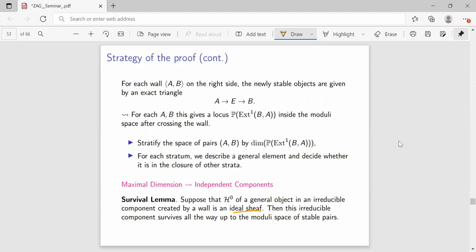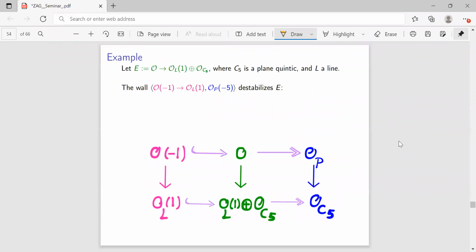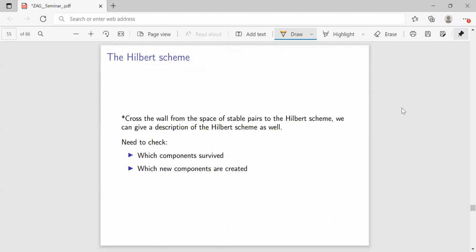Okay, then here I have one explicit example. For example, we have one wall which is given by these two objects. This is A and this is B. This is a two-term complex. This is just O_P(-5). And this object E here, this two-term complex, this wall destabilizes this because of this diagram here. Okay, then let's describe the Hilbert scheme now.